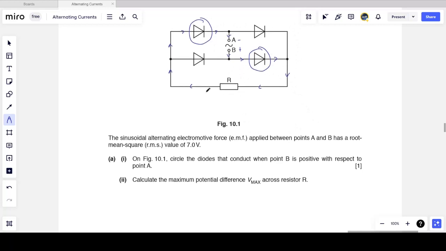And so whenever you have to do a question like this, always a good suggestion would be to draw positive and negative terminals and then sketch your direction of current on the circuit diagram itself, so that you can see which diodes will be conducting.